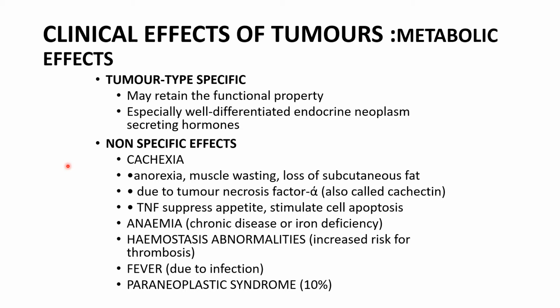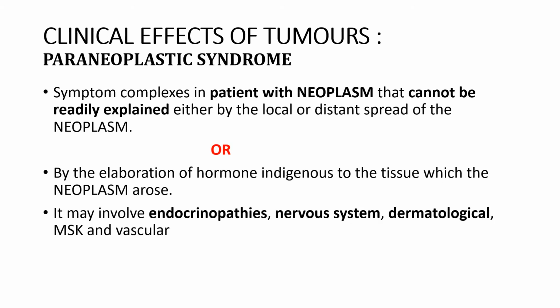Non-specific effects of tumors can also present as anemia of chronic disease or iron deficiency anemia. It can also cause hemostasis abnormalities such as increased risk for thrombosis, fever due to infection, and paraneoplastic syndrome in 10% of cases. A term that you might come across when you look into neoplasm is paraneoplastic syndrome.